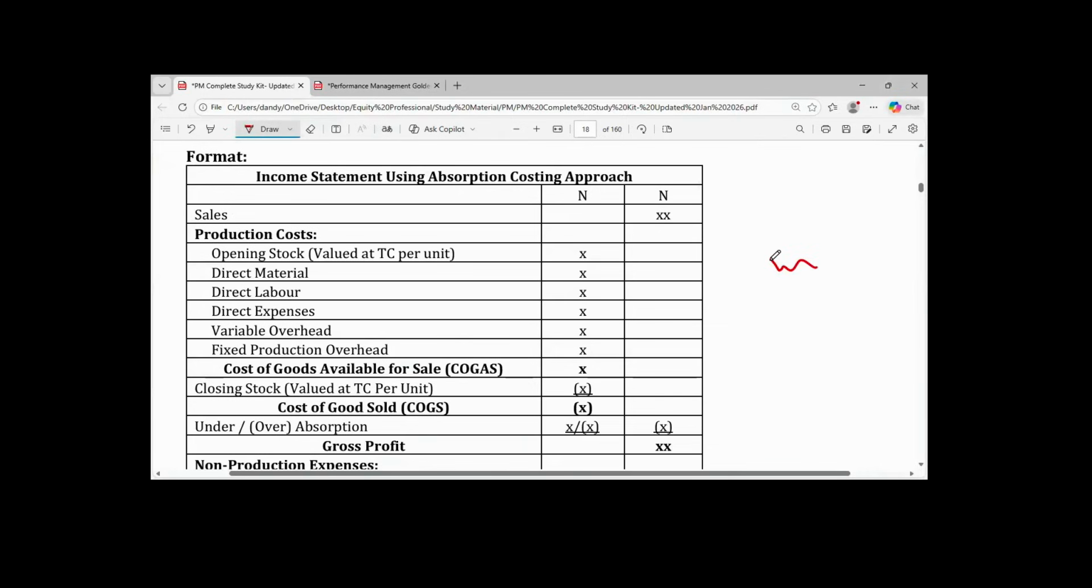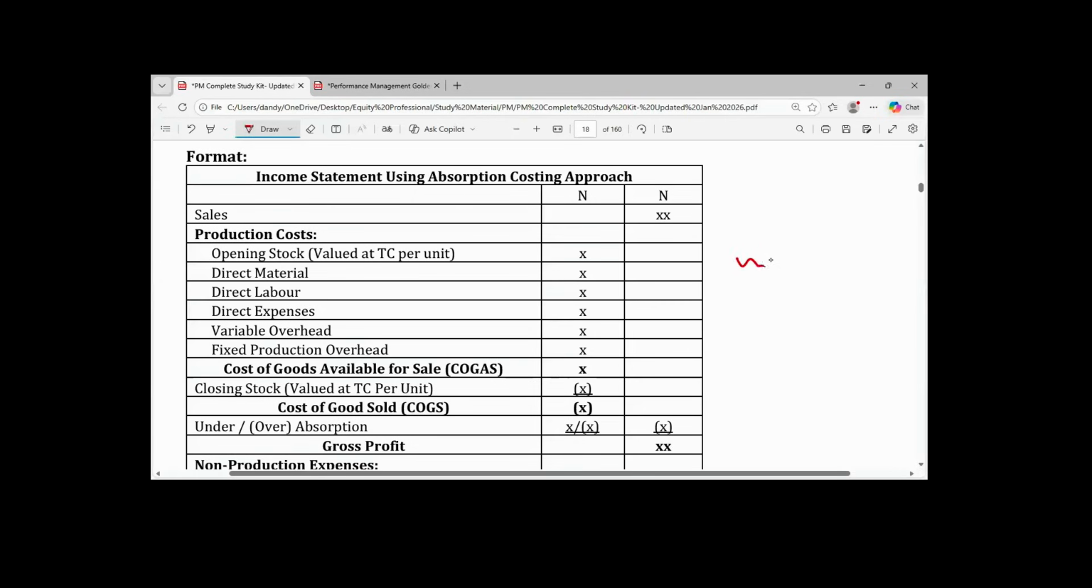Of course, we then go ahead to explain what is causing the difference. We said that the major cause of the difference between the operating performance using marginal costing and absorption costing is due to the method of valuing stock, because the marginal costing approach values stock using the total variable cost per unit, whereas absorption costing values opening and closing stocks using the total cost per unit.